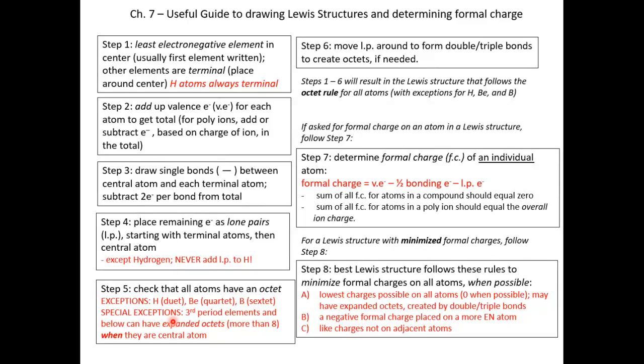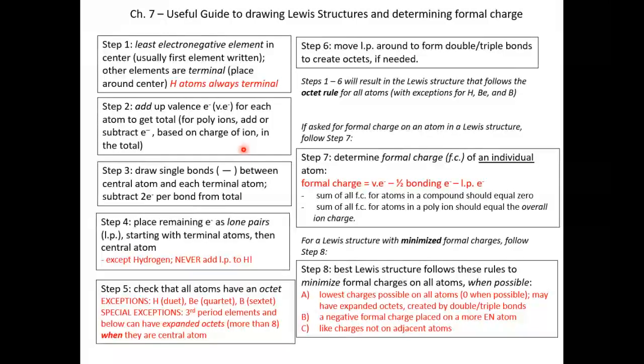rule, okay? In particular, third period elements and below can have what's called an expanded octet. They can have more than 8 electrons when they are the center atom in your drawing. This usually does not happen when they are the terminal atom. If they are in the center, a third period element and below can have an expanded octet.